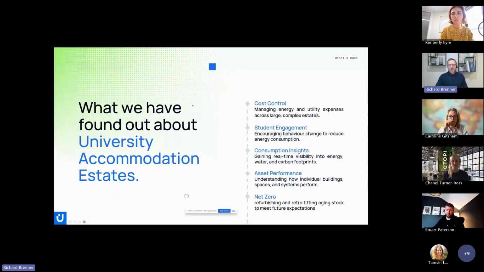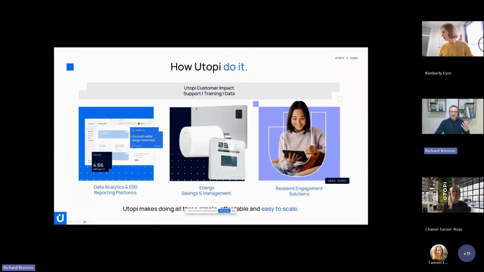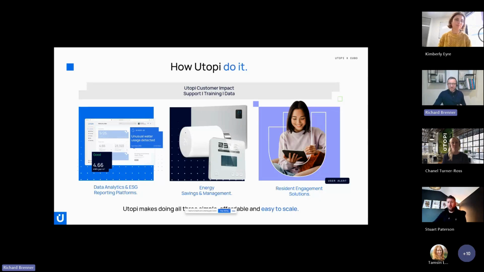So with that, what I'm just going to give you is a real flavour. We've talked a little bit about Utopi, the journey that they've been on, but really what is it? The platform and how Utopi manages some of those points is made up of three component parts. The first piece is the data business, that data analytics element, underpinned by the data platform that brings all that data into meaningful insights.